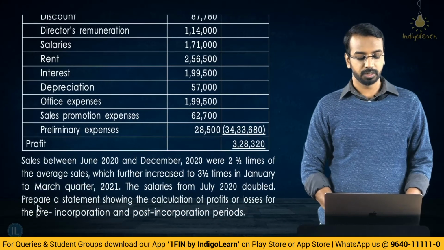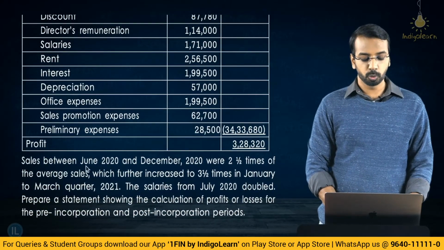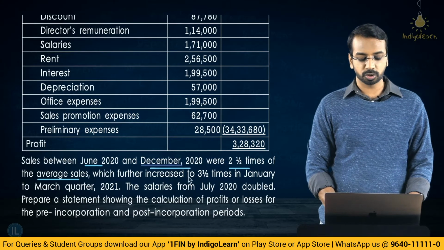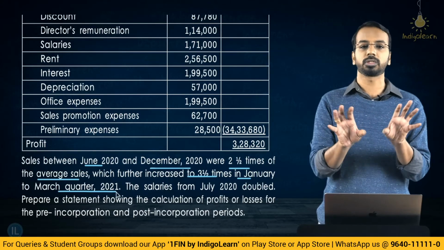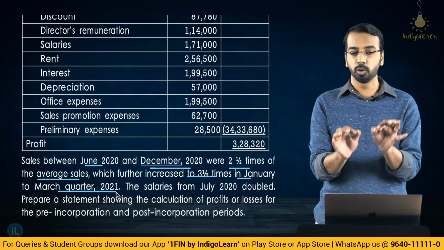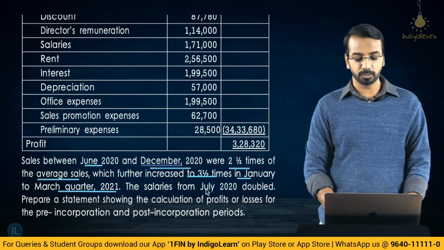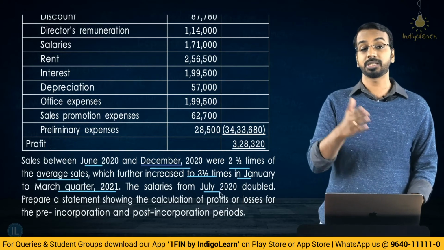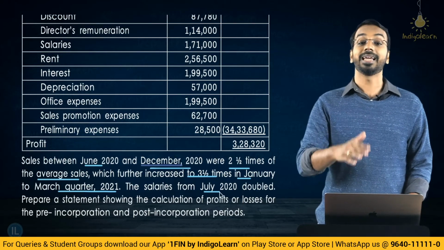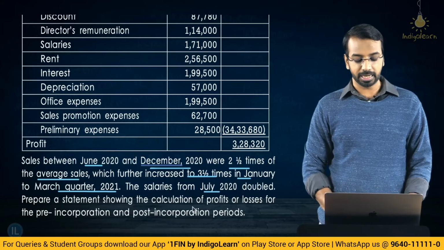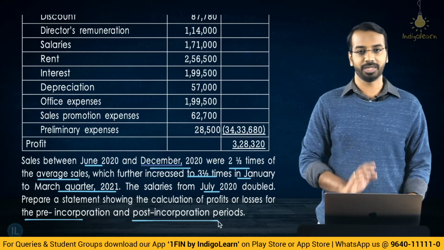Now, coming to the information. Sales between June 20 and December 20 were 2.5 times of the average sales, which further increased to 3.5 times in January to March quarter 21. So, too much of information. We have to carefully put down the numbers for this. Only then we will be able to solve this, right? Salaries from July 20 doubled. So, whatever is the salary payable from July 20, it has doubled. Prepare a statement showing the calculation of profit or losses between pre-incorporation and post-incorporation periods.